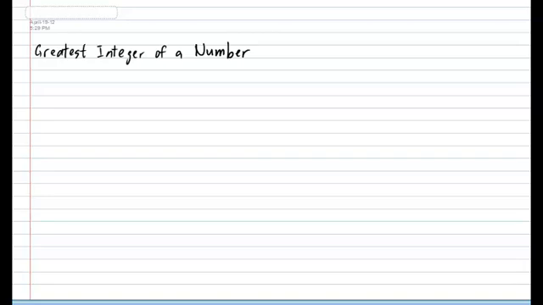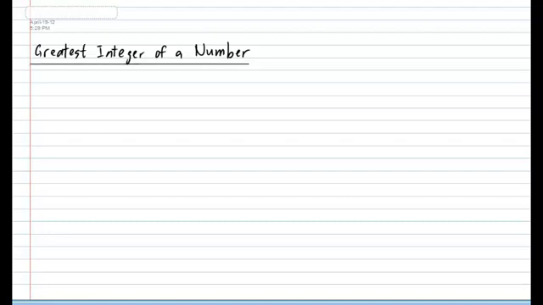Hi everyone. Today we're going to be looking at a brand new type of function that is called the greatest integer function. But before we get into the function itself, let's look at what is meant by the greatest integer of a number. So in your notebook, please put today's subtitle, which is the greatest integer of a number.